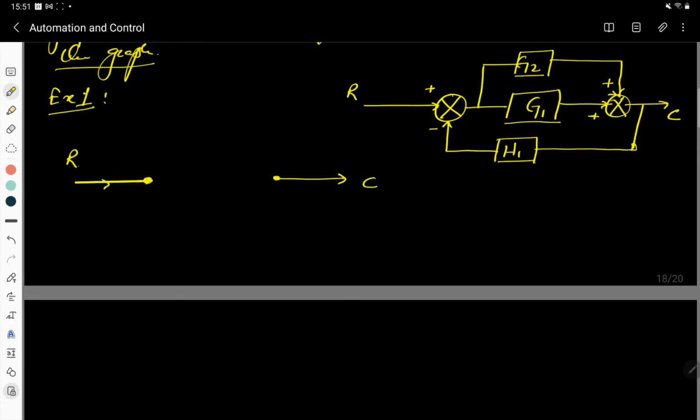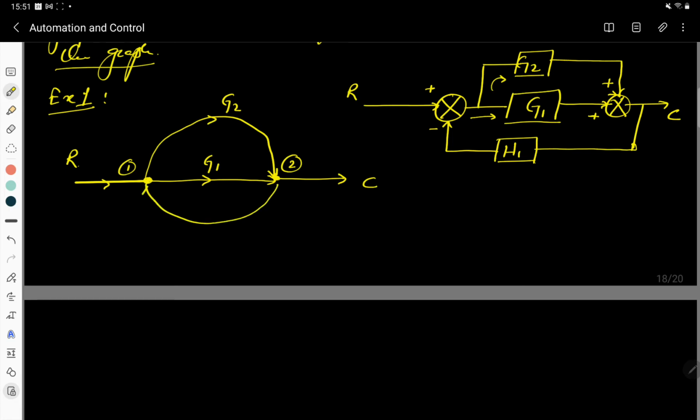All right, there are two forward paths, as you can see over here, G1 and G2. The first forward path we have drawn like this, and its transmittance is G1. Another forward path is coming like this, and it is given by G2. These are the two nodes, 1 and 2. Okay, one more feedback path is there, so let's draw it like this. The transmittance of this is minus H1.